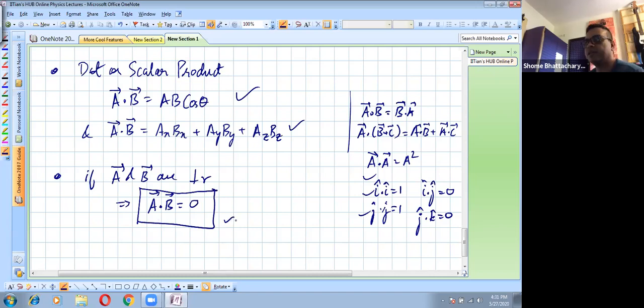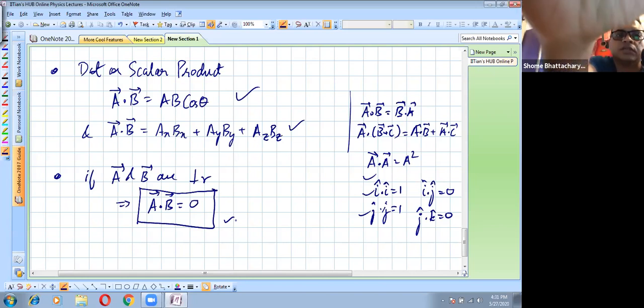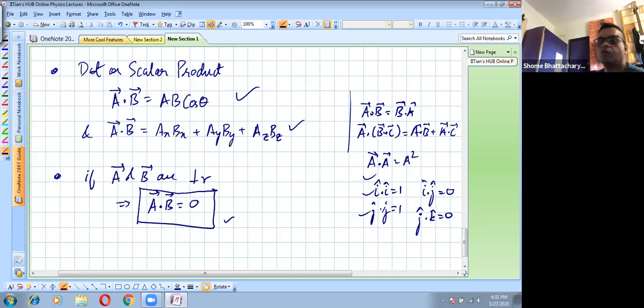Whereas how to check if two vectors are parallel, their unit vector should be the same. A cap should be equal to B cap, or vector A divided by mod A should be equal to vector B divided by mod B. Whereas if two vectors are perpendicular, the easiest way to check that is that their dot product should be 0.